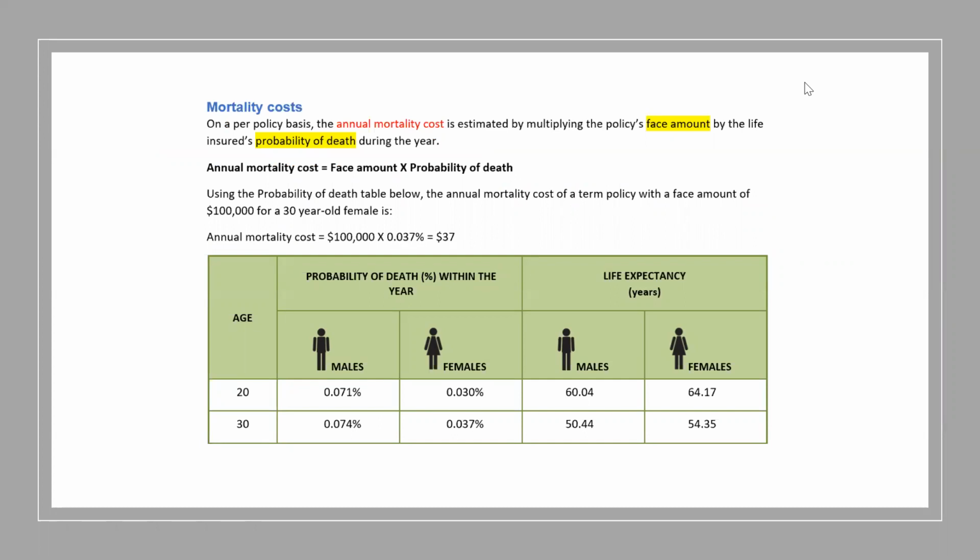Mortality costs. Each year, the insurance company calculates the mortality cost of the life insured, which goes up every year because the probability of death increases with age. In this example, a 30-year-old female has a term policy with a face amount of $100,000. Her probability of death at age 30 is 0.037%. So we calculate her mortality cost for this year is $37.